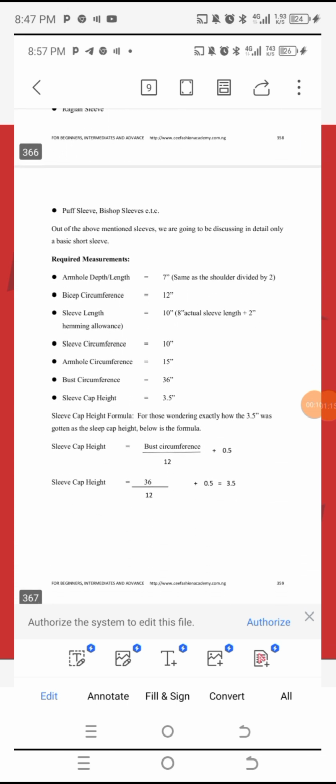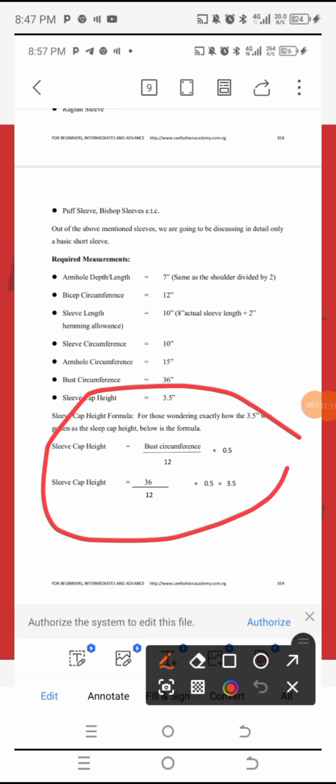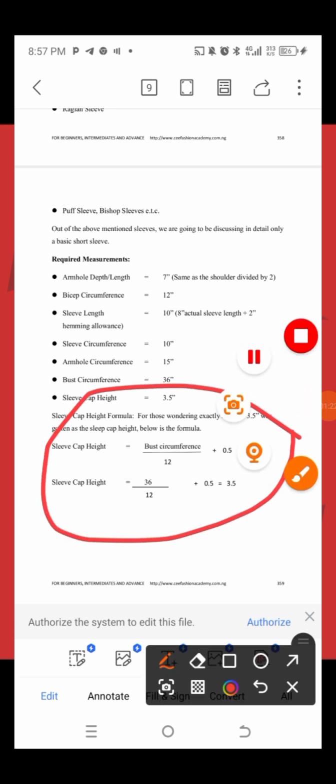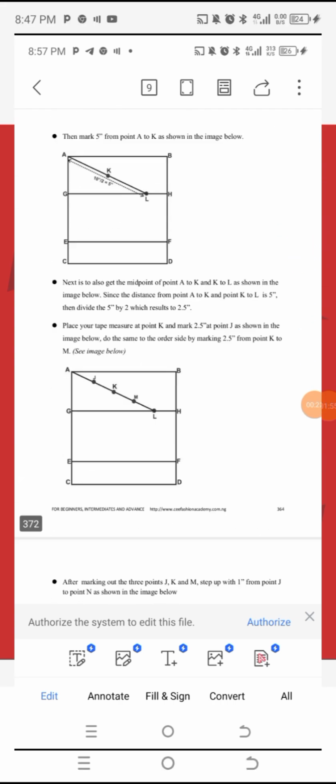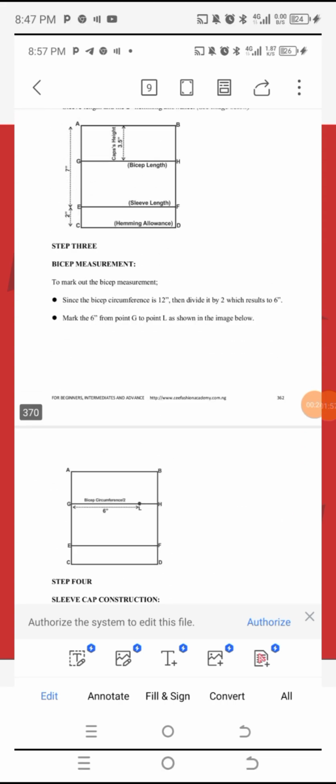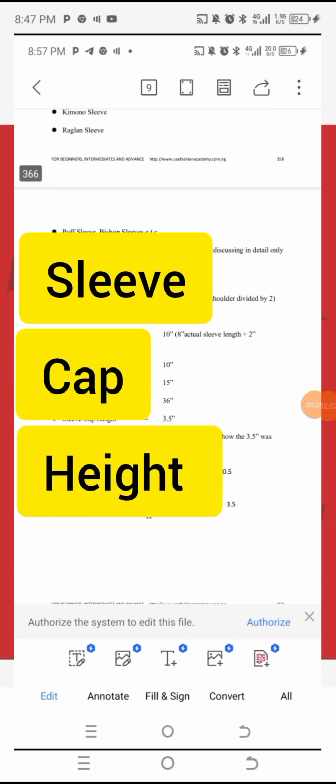So this is episode 1. In this episode 1, we are going to be randomly picking a particular topic or maybe a subtopic, and we are going to be dealing with it. Like I said, we are working on a sleeve. The subtopic that we are going to be working on is what we call the sleeve cap height. Please, I want to let you know something.